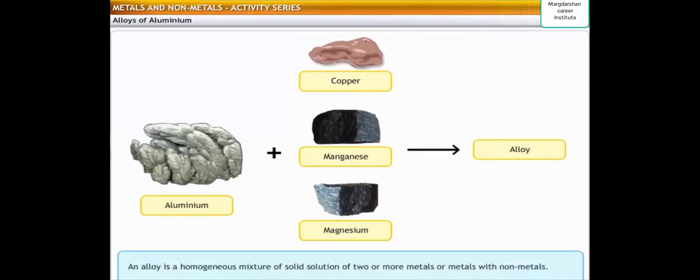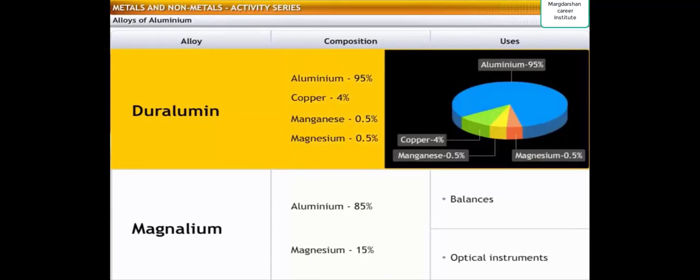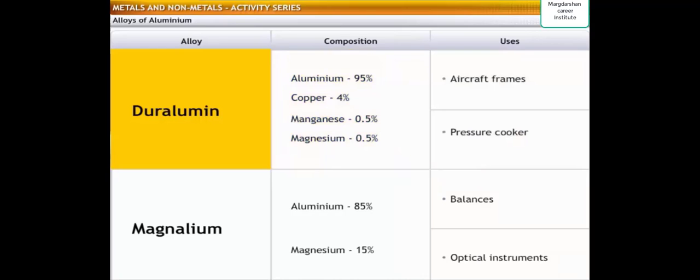An alloy is a homogeneous mixture or solid solution of 2 or more metals, or metals with non-metals. Duralumin is a light and tensile alloy of aluminium. Duralumin is composed of 95% of aluminium, 4% of copper, 0.5% of manganese and 0.5% of magnesium. Let us look at some of the common uses of duralumin.